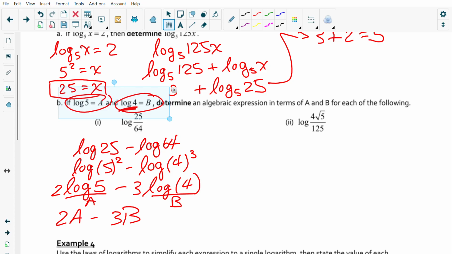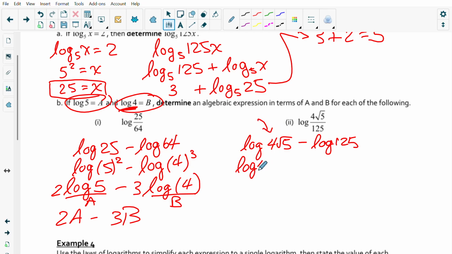Next one, log of 4 square root of 5 divided by 125. Let's break it up with our quotient law. Log of 4 square root of 5 minus log of 125. Okay, this one I can break up further. Log of 4 plus log of square root of 5, right? Because we're multiplying 4 times square root of 5, we can break it up using our product law, minus log of, let's rewrite it as log of 5 cubed.